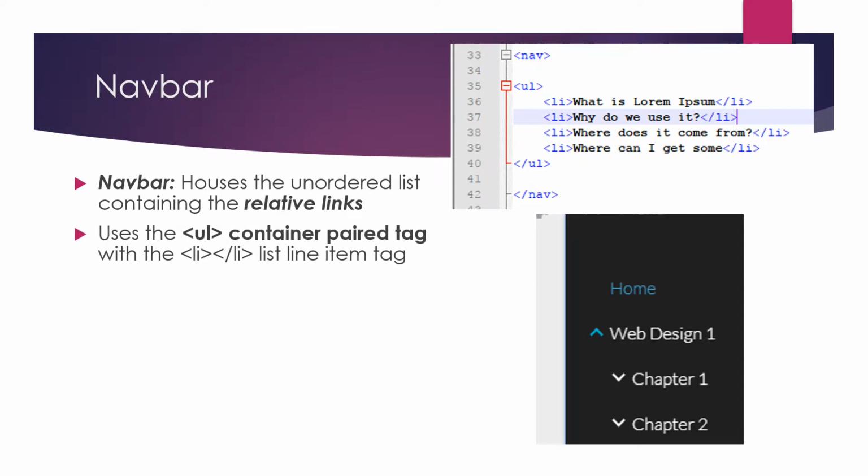When we set up the relative links, we use the unordered list container paired tag with the LI line item tag.